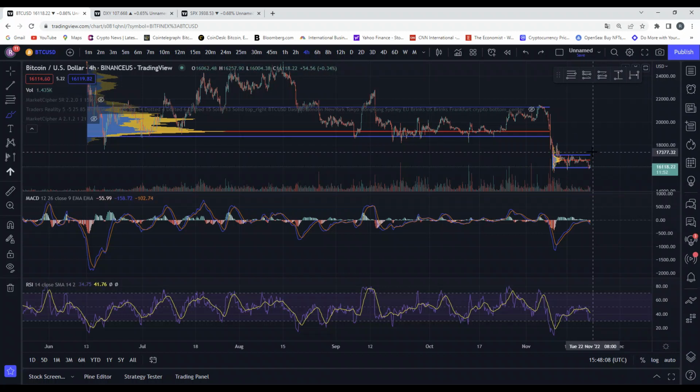And today we are also starting off with the MACD and RSI and not with Market Cipher B.